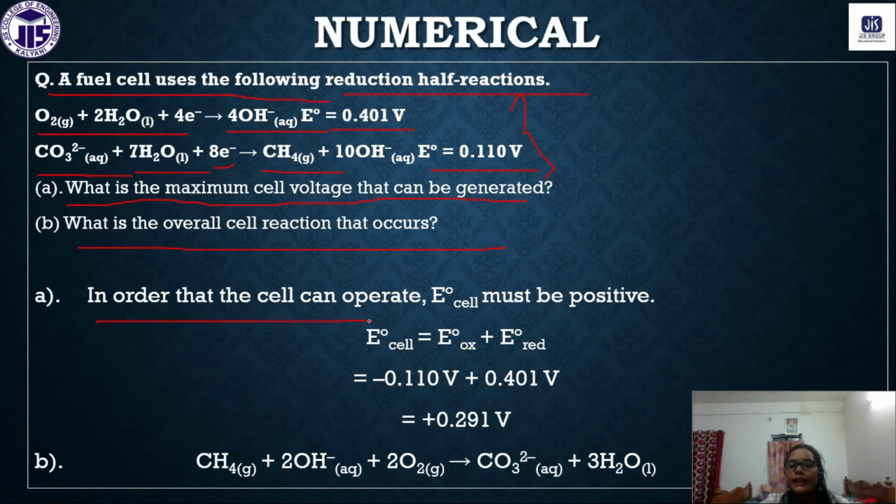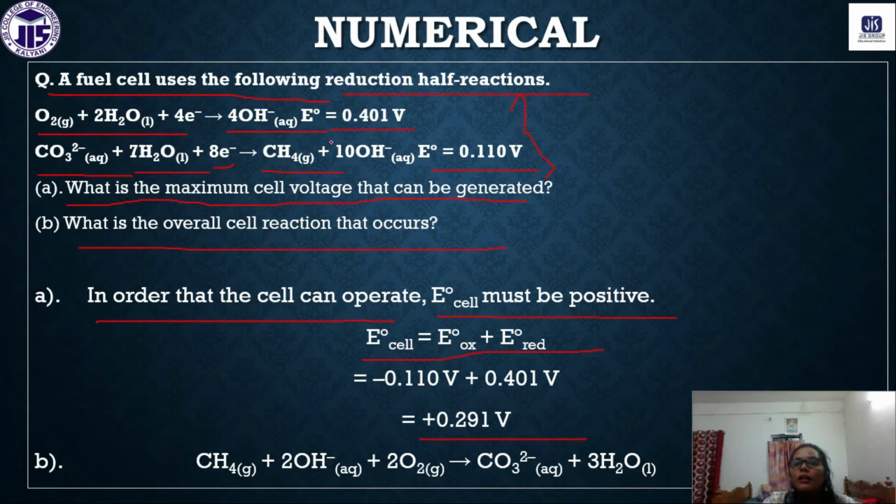In order that the cell can operate, E0 cell must be positive, right? Very good. Okay, now we know that E0 cell equals E0 oxidation plus the reduction potential, E0 reduction. So that is equal to, as already given, minus 0.110 volt plus 0.401 volt. Okay, you can see here, the two potentials are there. So now E0 cell equals 0.291 volt. Very easy.